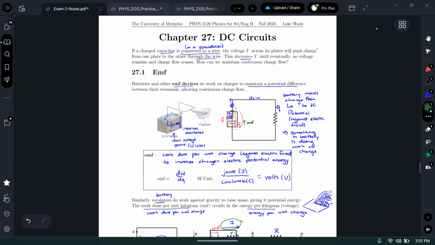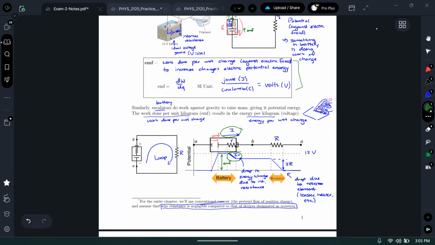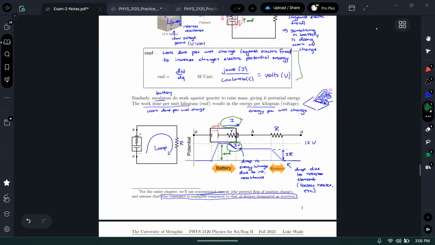EMF, the definition of it, is the work done per unit charge to increase a charge's potential energy. How it does that is the electric field goes one way in a battery and our pretend positive charge is going to the other. In order to do that, we are increasing the amount of energy it has to let it go around the rest of the circuit, fall through the remaining potential difference, and get back to zero potential.